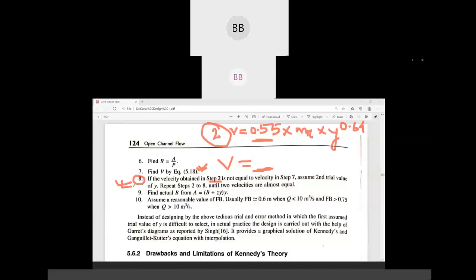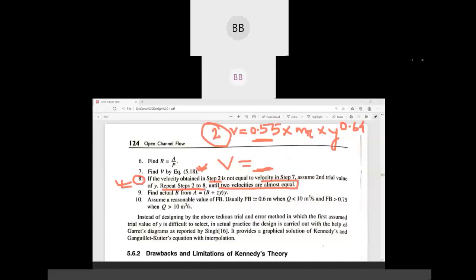If it is not the same, then we have to go for a second trial, or assume another depth of flow, and proceed through all these steps till step number 8, till we get a similar velocity. This will go on till we get a similar velocity in both the steps. So here it is: repeat steps 2 to 8 until the two velocities are almost equal. Kindly write down this step number 8.